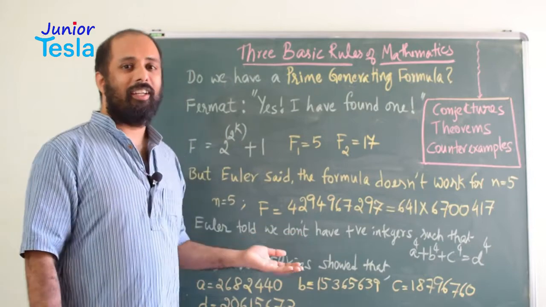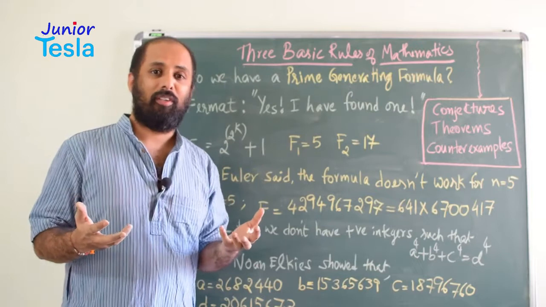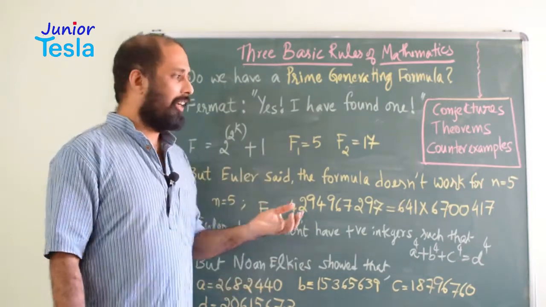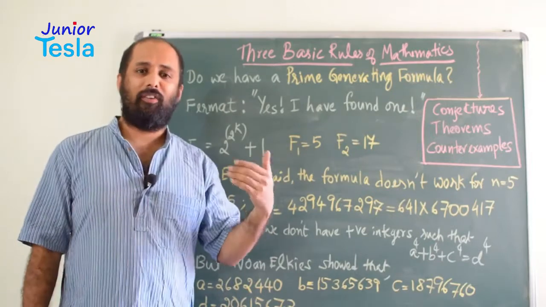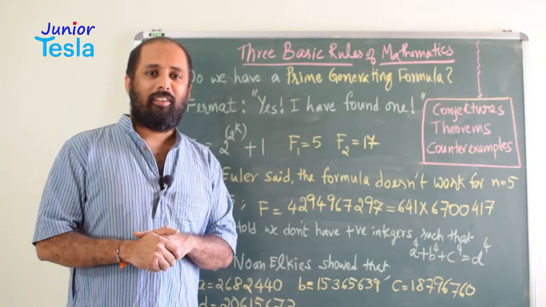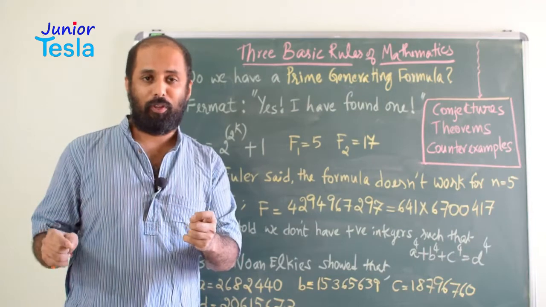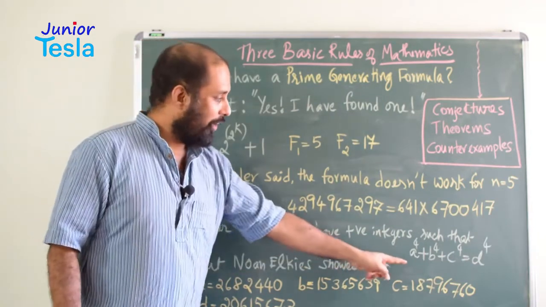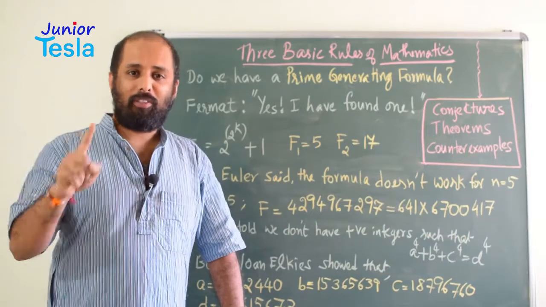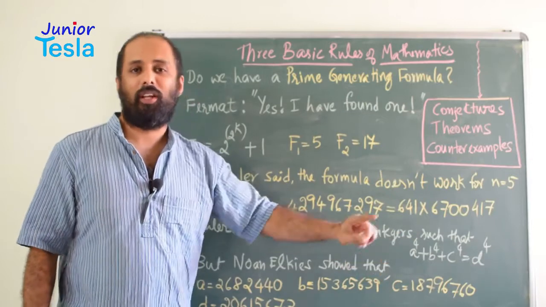Now Euler, again, he was as famous as Fermat, or you can even say more famous than Fermat. He was a very established mathematician, and Euler also gave one statement. He said, suppose I take the equation a power 4 plus b power 4 plus c power 4 equal to d power 4. If I take this particular equation, then there are no positive integers a, b, c, d that satisfy this equation. That is what Euler said.